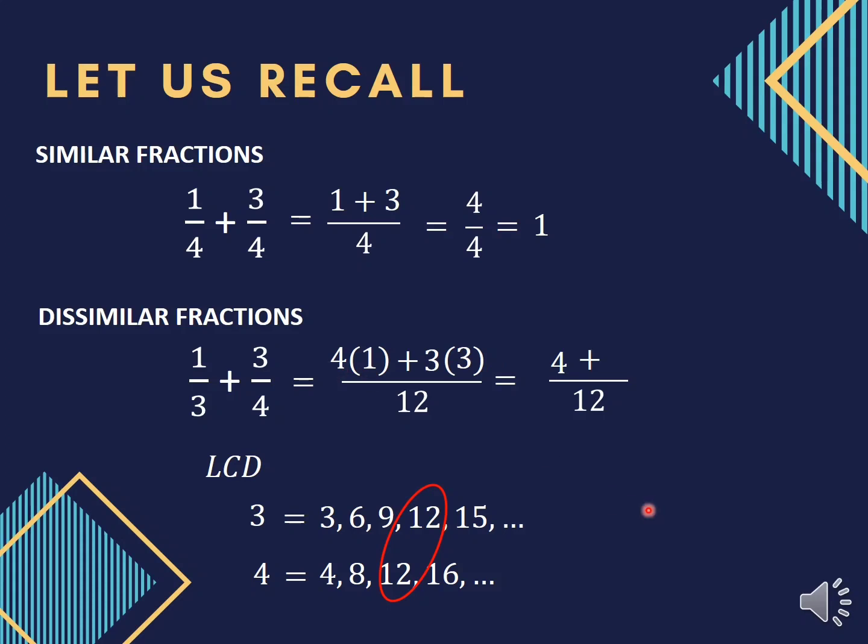So, we have 4 times 1, we have 4. Plus 3 times 3, we have 9. Then, 4 plus 9, we have 13. So, 13 over 12. Or, we can change it into a mixed number. So, that will be 1 and 1 over 12. So, this is how we simplify fractions or rational expressions.